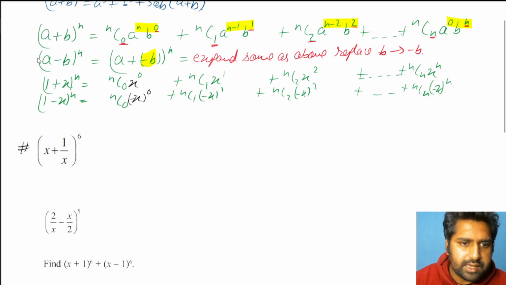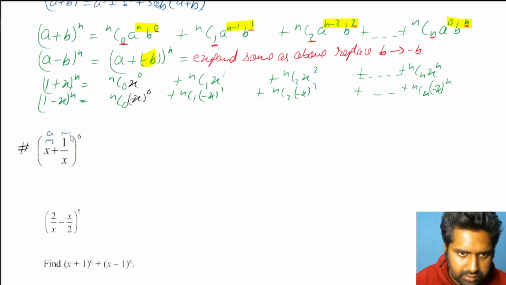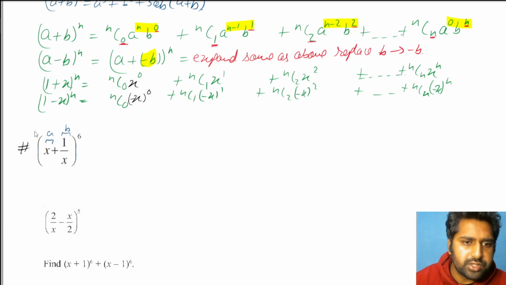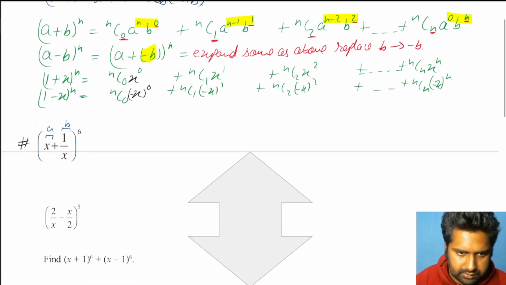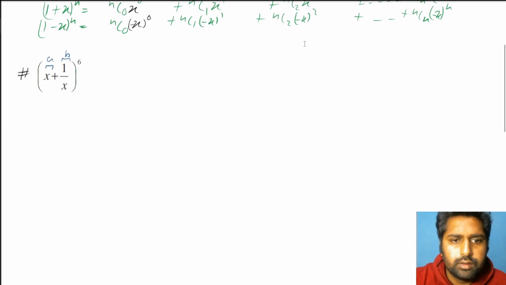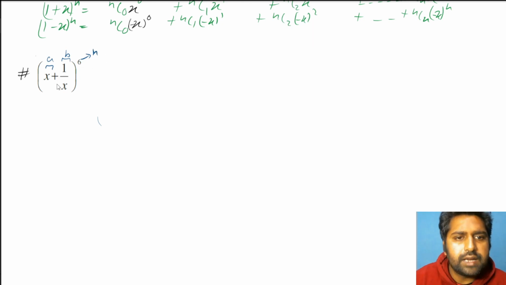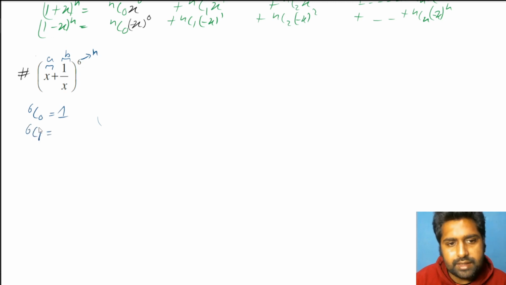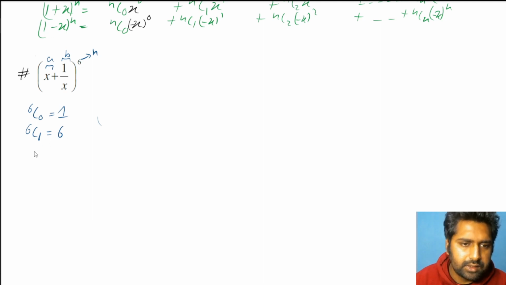So this time this is your a, that's your b. You need to do the expansion of this and the power is 6. So before even starting, we need to have nc, and this is our n. So we have to calculate nc0, nc1, 2, 3 up to n. So basically we have to calculate 6c0, which by the formula nc0 is always 1. Then you have to calculate 6c1, but with the formula again nc1 is always n, that is 6.